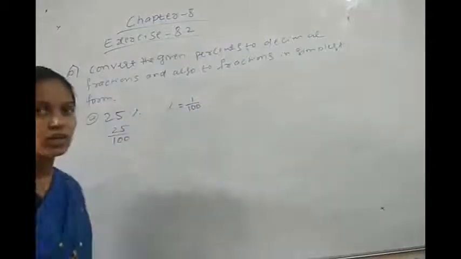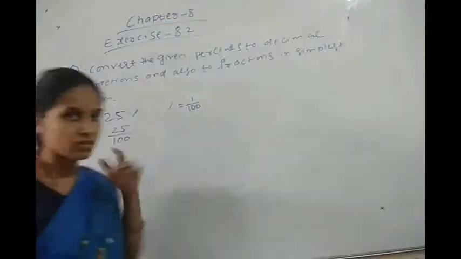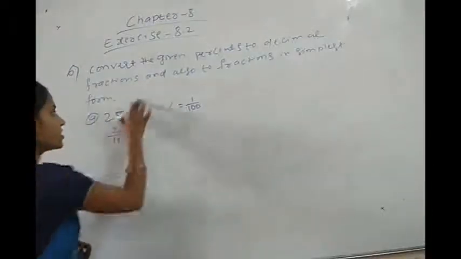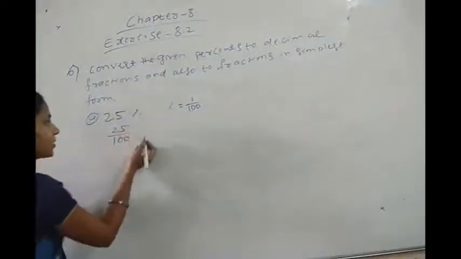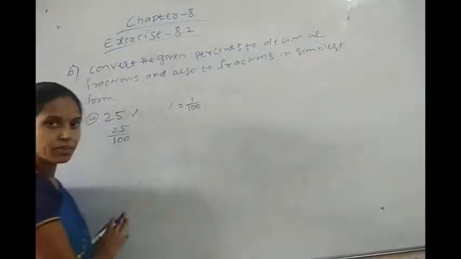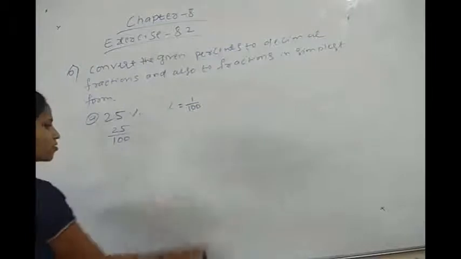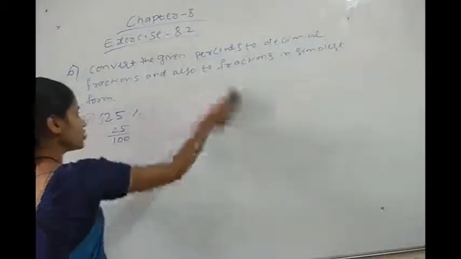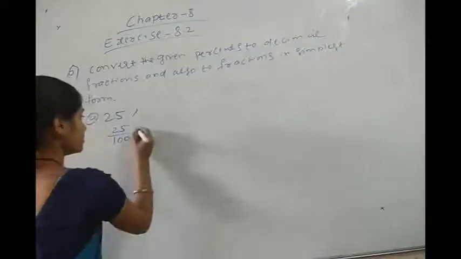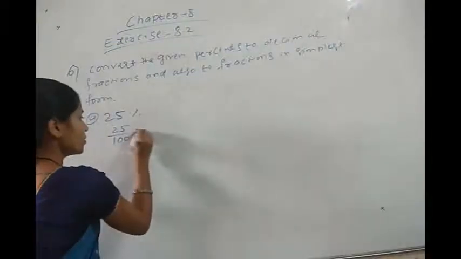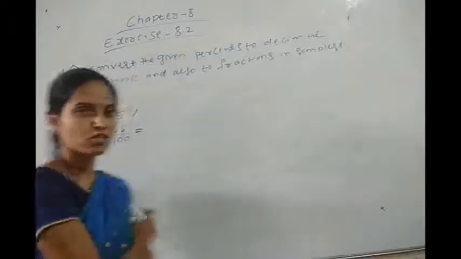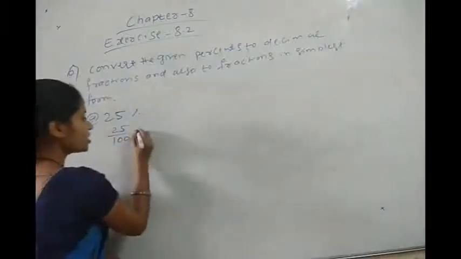I have told you this concept in your previous classes. Now in place of percent I can write 1 by 100. So I can write 25% as 25 by 100. Now I will convert this 25 by 100 in terms of decimal. You have learned about decimals in your 6th class. Now use that knowledge here.